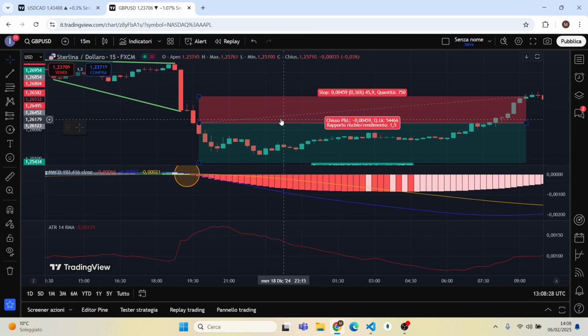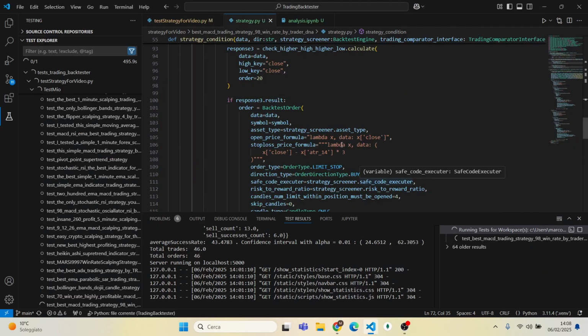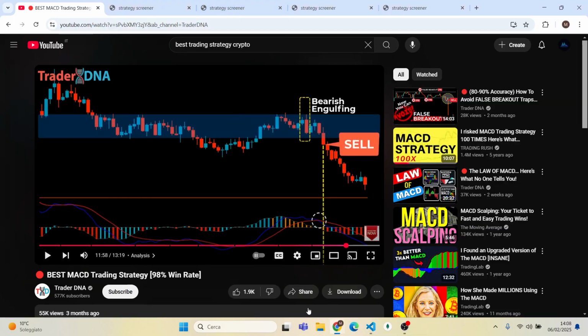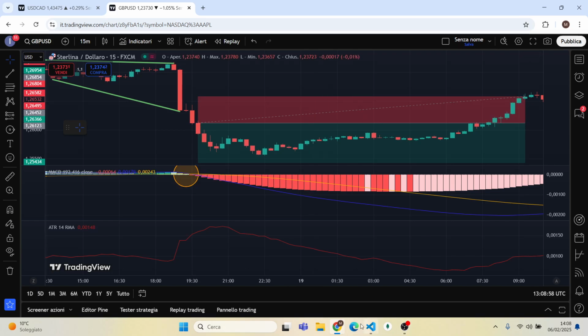Risk to reward ratio 1.5, stop loss ATR multiplied by 1.5 or 3, I don't remember. Let's check the strategy. 3, sorry, it's 3. Okay, and as you can see, it would have been a fail. It is the first fail in this case, but it's a fail. But we had 2 strategies and 1 fail with a risk to reward ratio of 1.5. So maybe this strategy performs good.